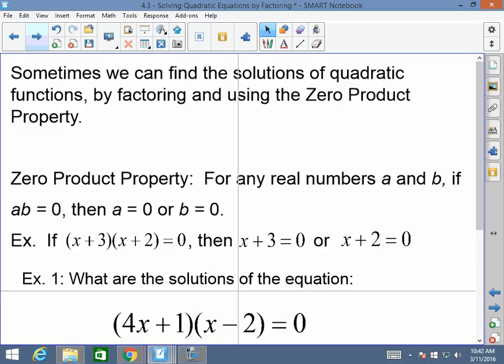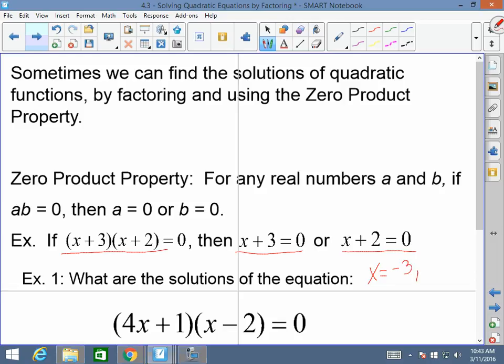So the zero product property. For any number a and b, if a times b equals 0, then a equals 0 and or b equals 0. So we must set both of those equal to 0 to find my solutions. For example, let's say I factor a function right now, okay? And this is my factored quadratic function. X plus 3 times x plus 2 equals 0. According to the zero product property, I must take x plus 3 and set it equal to 0. I must take x plus 2 and set it equal to 0. So my solution would then be x equals -3 and -2.